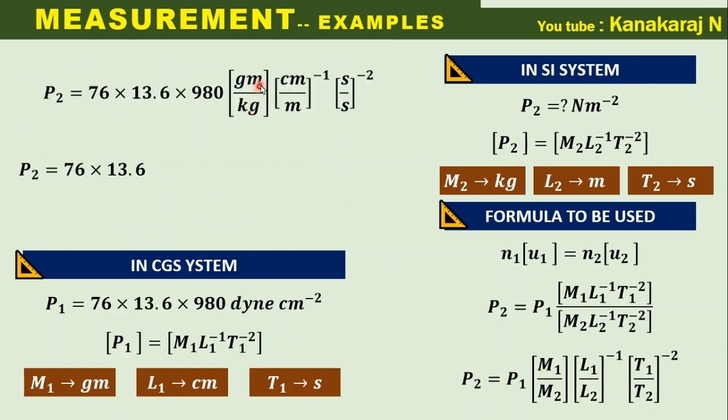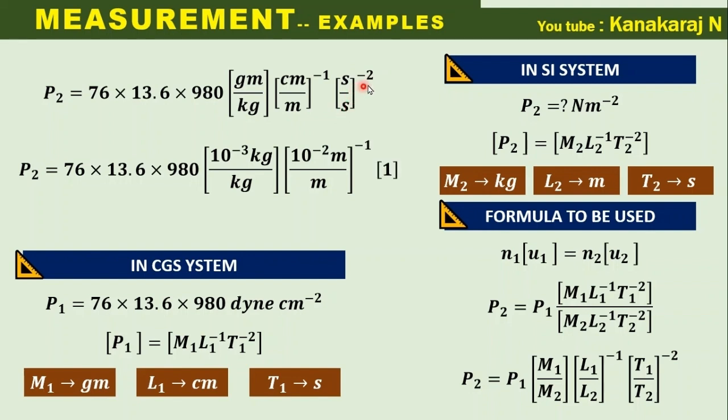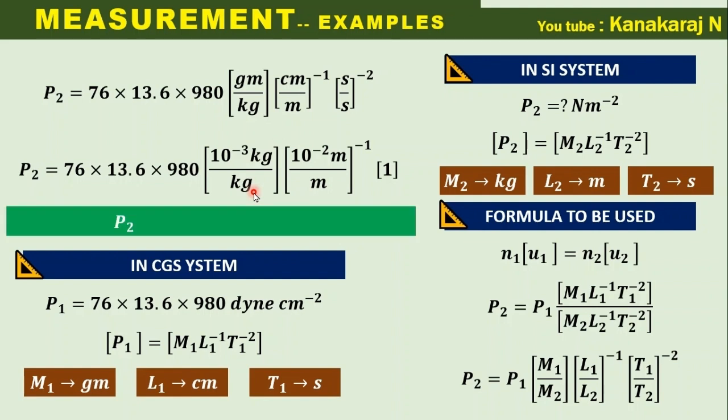So M1 is gram, M2 is kilogram, L1 is centimeter, L2 is meter, T1 and T2 each equal second. These seconds cancel and we get 1 power minus 2, which is 1 only. Now we take gram as 10^-3 kilogram and centimeter as 10^-2 meter. So cancelling the same units in the numerator and denominator, we get the final answer as the pressure in SI system equals 1.01 multiply 10^5 Newton per meter square.